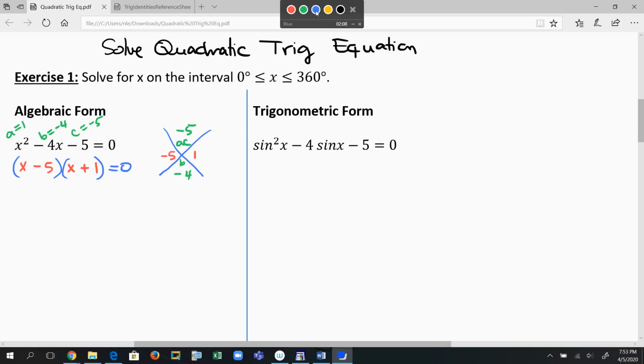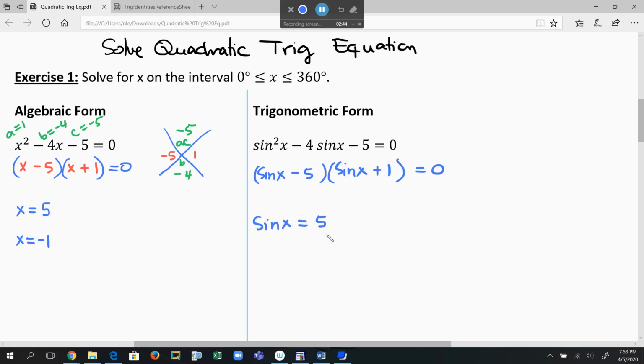The next step is to let each factor equal 0. x minus 5 equals 0, so x equals 5. x plus 1 equals 0, so x equals negative 1. So we're done. We do exactly the same thing here, since it's exactly the same. I'm going to factor this, which gives us sine x minus 5 times sine x plus 1. Therefore sine x equals 5 and sine x equals negative 1.